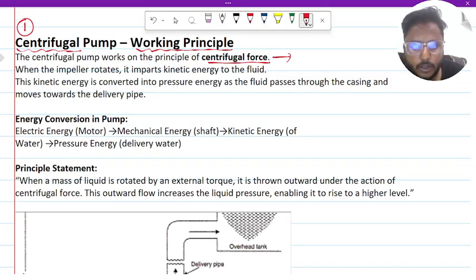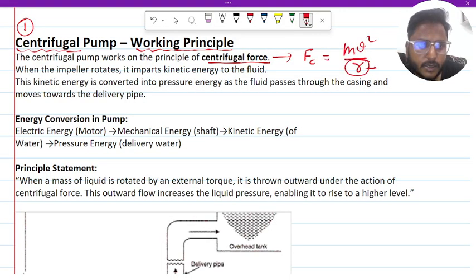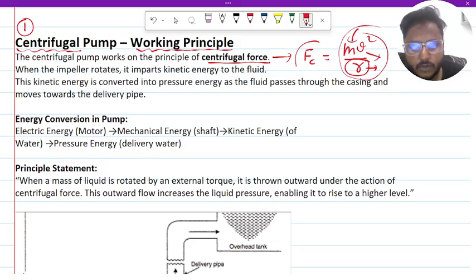And how do we get the centrifugal force? The centrifugal force, Fc, is equal to mv squared upon r. Here r is the radius of any fluid particle away from the center of rotation, m is the mass of that particle, and v is the linear velocity. This provides the centrifugal force, which is always away from the center.